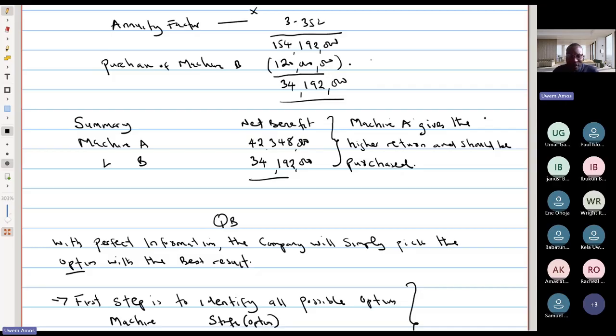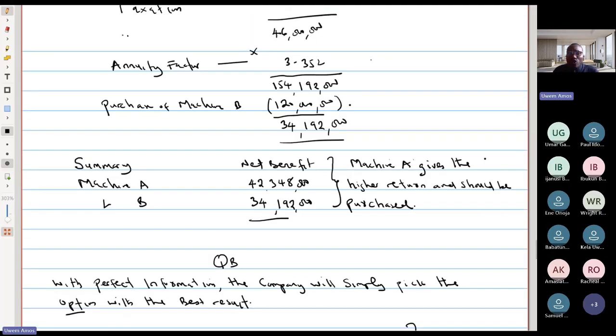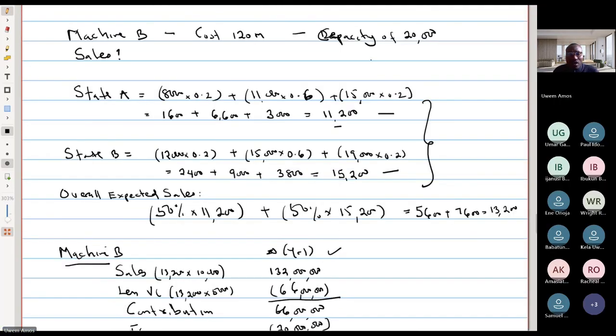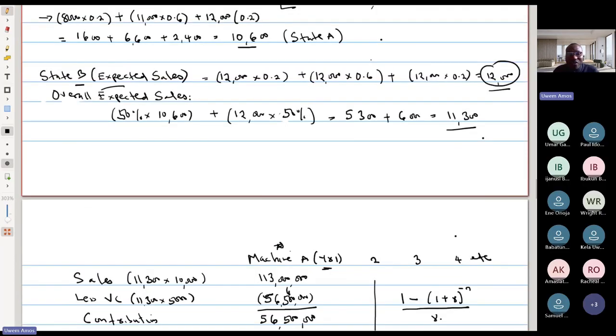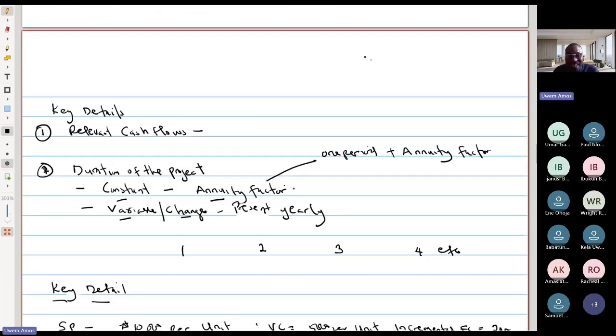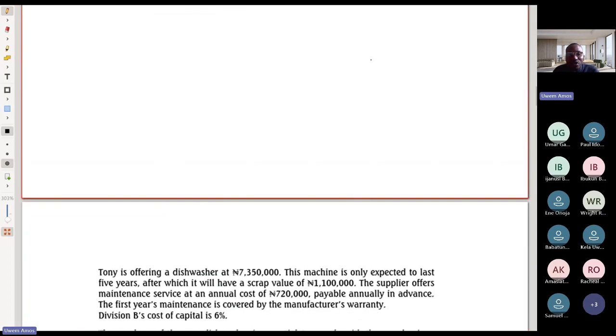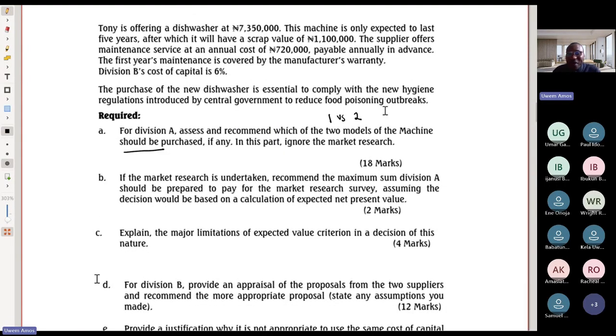So the big question where we left off was, assuming the company has perfect information that would help it reach a better decision, how much would the company be willing to pay for that perfect information? Our A question was, we don't have perfect information. We're only looking at available information, ignoring market research, and we got 42 something as the value. So what if the company had perfect information?